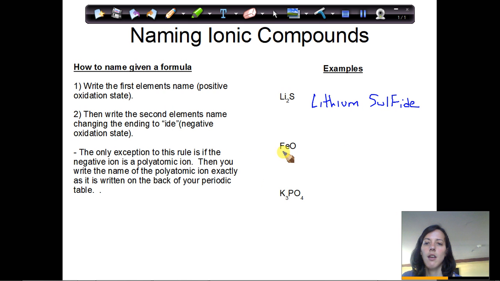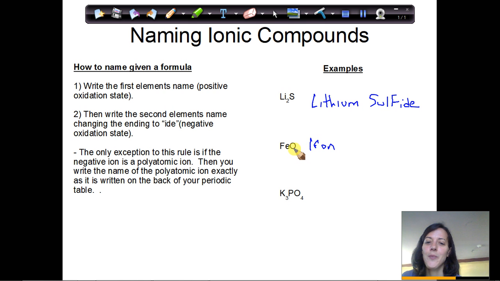The next compound we're going to name is FeO. So same thing, we are going to name Fe. It's iron. But iron is one of those transition metals. It can have a variable oxidation state. It can either be +2 or +3. So when you go to name it, you need to state what its oxidation state is. And to do that, you have to figure it out.